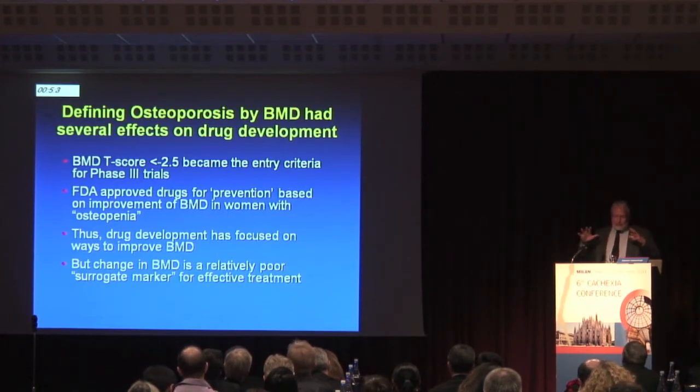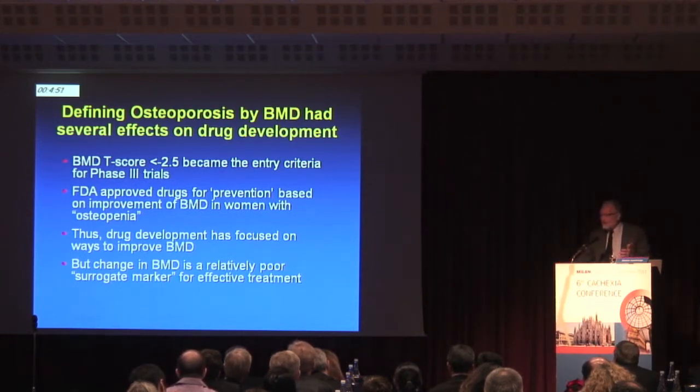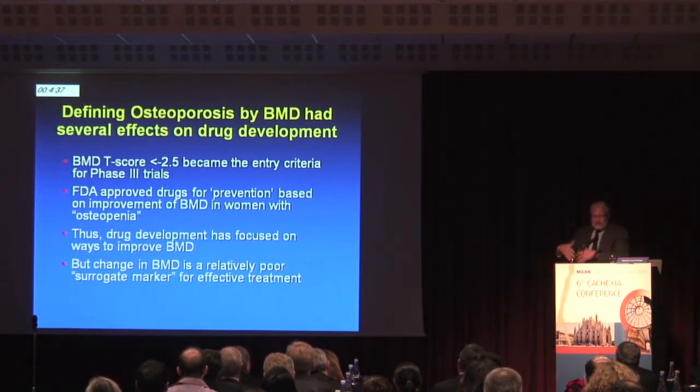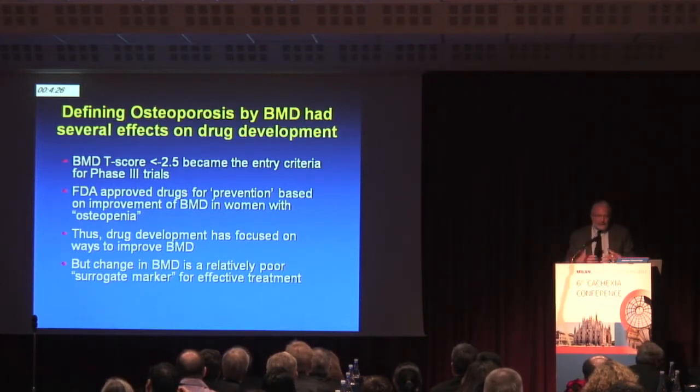Defining osteoporosis by bone density had several effects on drug development. The T-score of less than -2.5, that arbitrary, let's draw the line down the chalkboard, became the entry criterion for most phase 3 trials. And FDA-approved drugs for prevention were based on improvement in bone density amongst those with osteopenia in order to prevent crossing the line to osteoporosis. Doesn't make a great deal of sense, but that was the FDA practice for drugs. It's about to become extinct. Thus, drug development is focused on ways to improve bone density, naturally, because that's a regulatory pathway and what's clinically used.